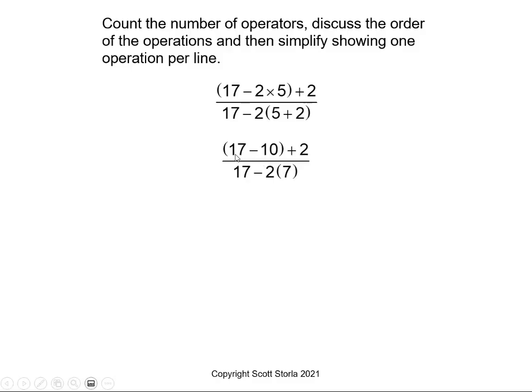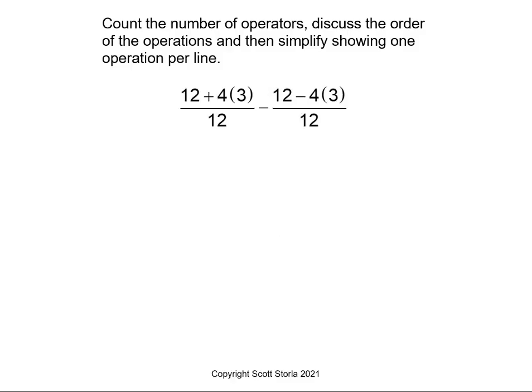Returning to the dividend, I have to subtract before I add because the subtraction's in parentheses. In the divisor, I have to multiply before I subtract. This will give me 7, this will give me 14. In the dividend, I'll add and get 9. In the divisor, I'll subtract and get 3. And my final quotient is 3.